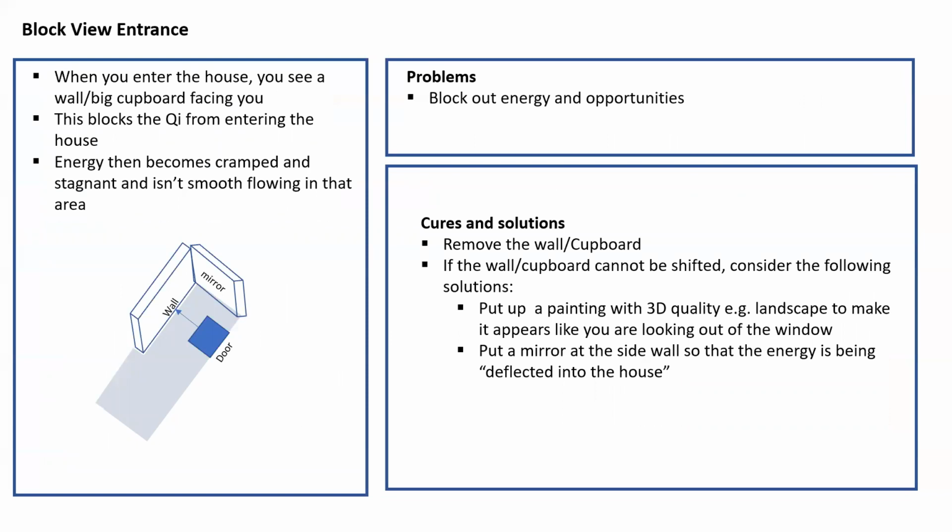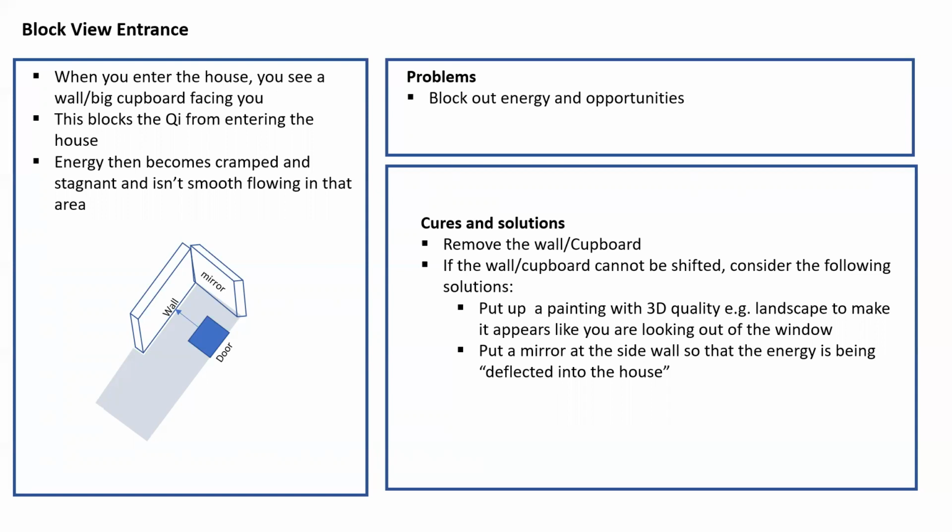The next Sha Qi I'm going to talk about is the blocked view entrance. What this basically means is that when you enter the house, you immediately see a big wall or a big cupboard in front of you. This means that Qi is being blocked from entering the house. It blocks off positive energy and opportunities, because the area near the entrance becomes very cramped and stagnant, and it cannot move very smoothly into the house.